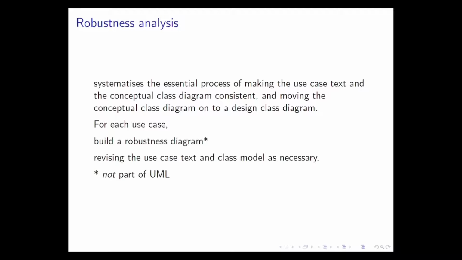Robustness diagrams rather, I think, have the property that you find them useful to build in the process of refining the use case text and the conceptual class diagram. But once you've built the robustness diagram, you probably don't want to preserve and maintain it. It's probably served its purpose once you've got the use case text and the conceptual class diagram consistent. So that's probably why it didn't actually make it into UML, although I wasn't party to the discussions, I don't know for sure.